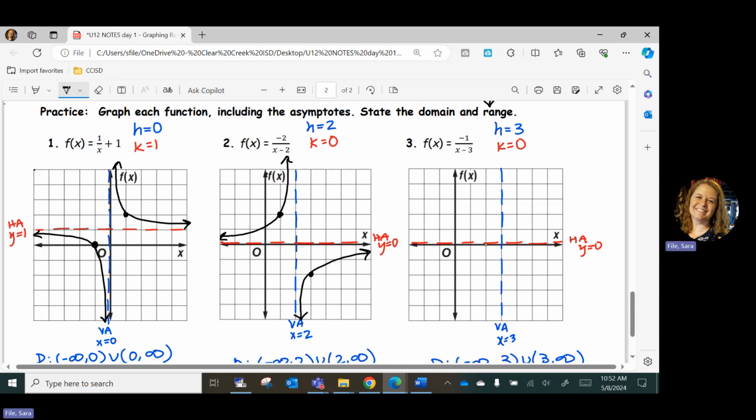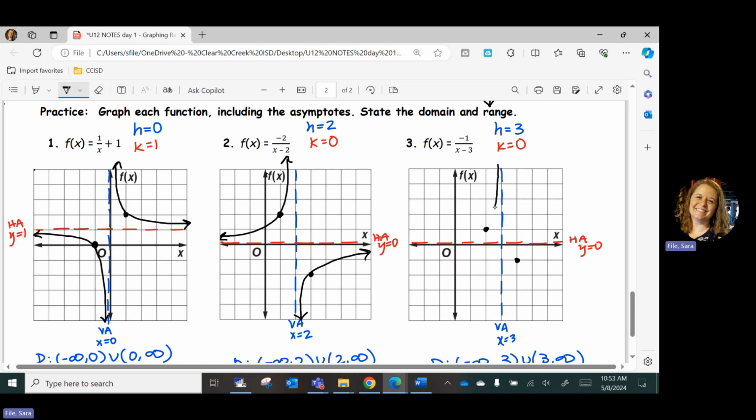Okay, if I checked a point here, I could check 2. If I plug in a 2, that'd be -1. -1 over -1 is +1. Okay, and then if I checked here, 4 would be 1, that would be -1.